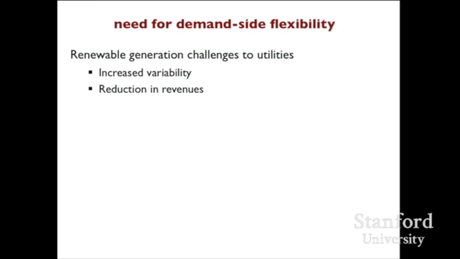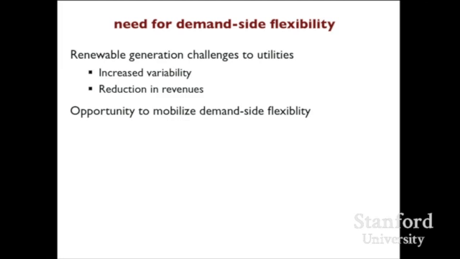So utilities today face a new type of challenge. The penetration of renewable generation has increased variability and reduced revenues. So the current business model is not really sustainable for the future. And you can see this with the stories that are coming out today from Germany, for example.